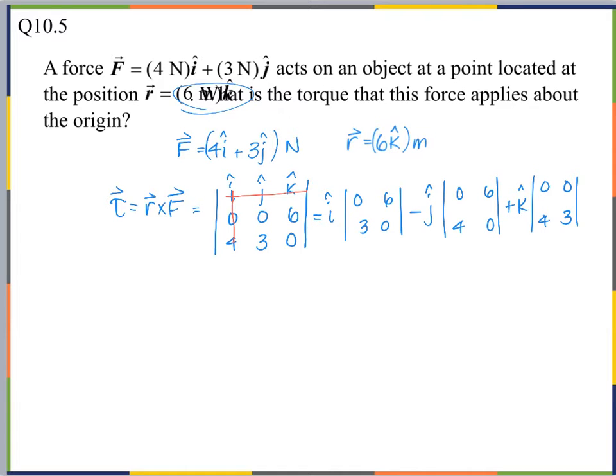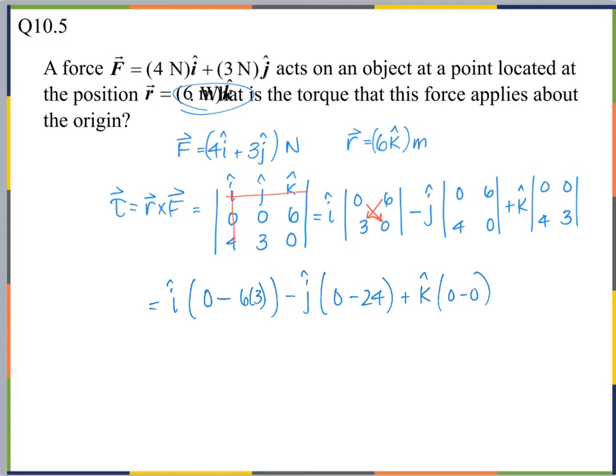Finding the determinant of a 2 by 2 matrix is a lot easier because you multiply this way and then you subtract this product. So doing that, for the x component, we would end up with 0, and then we subtract 6 times 3. Then we have our j hat, we would have 0 minus 24. And then for k hat, you might have seen already, it's going to be a big fat 0.